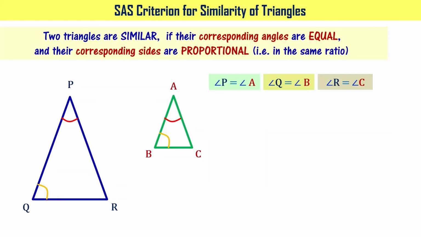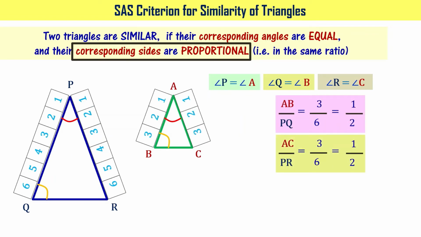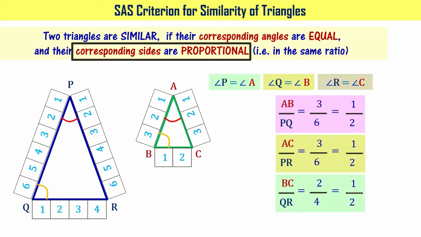Let's now take a look at the corresponding sides, whether they are proportional or not. To do that, let us take the measures of the sides of the triangle. Already we have shown that AB by PQ is equal to half and AC by PR is also half. We have to now see the third side. QR is 4 units and BC is 2 units. It means BC by QR is also equal to half. So for triangle ABC and triangle PQR, the corresponding angles are equal and the corresponding sides are proportional. Hence, we can say that these two triangles are similar. Triangle ABC is similar to triangle PQR.